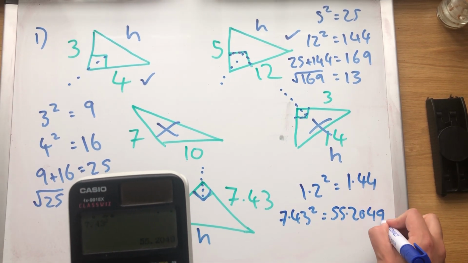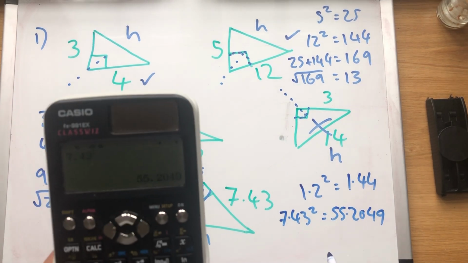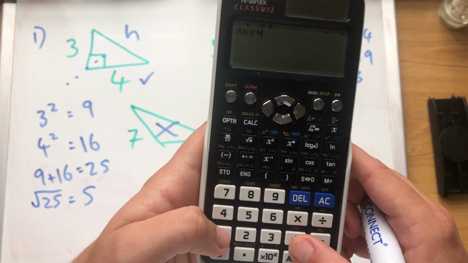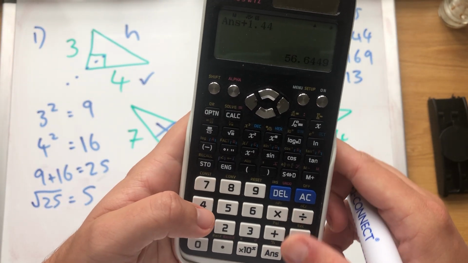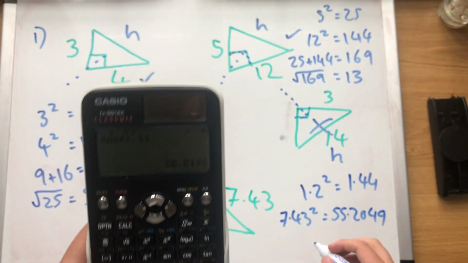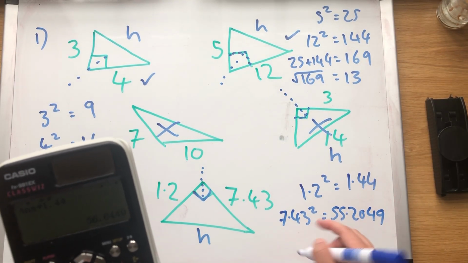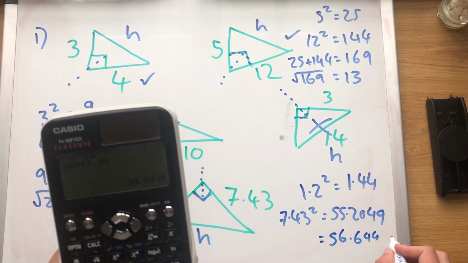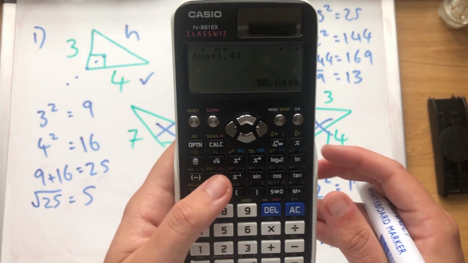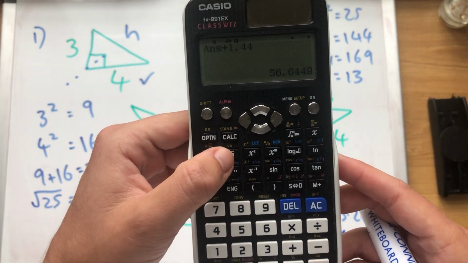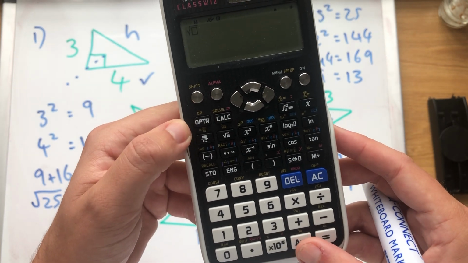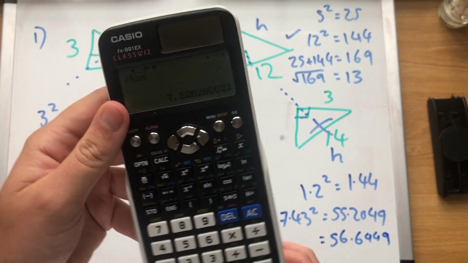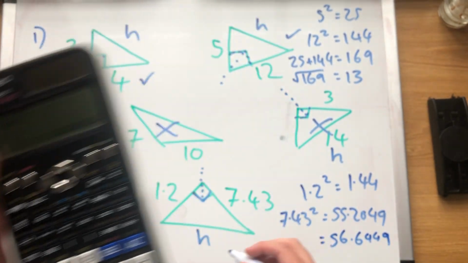Do you know what? I wrote these questions. I don't know why I made them so complicated when I'm the one having to write them out. And then square everything and then add 1.44 and 55.2049, we get 56.6449. Final step, root. The root button on your calculator looks like that. You can press answer to keep what was in the calculator before, and we get 7.526.